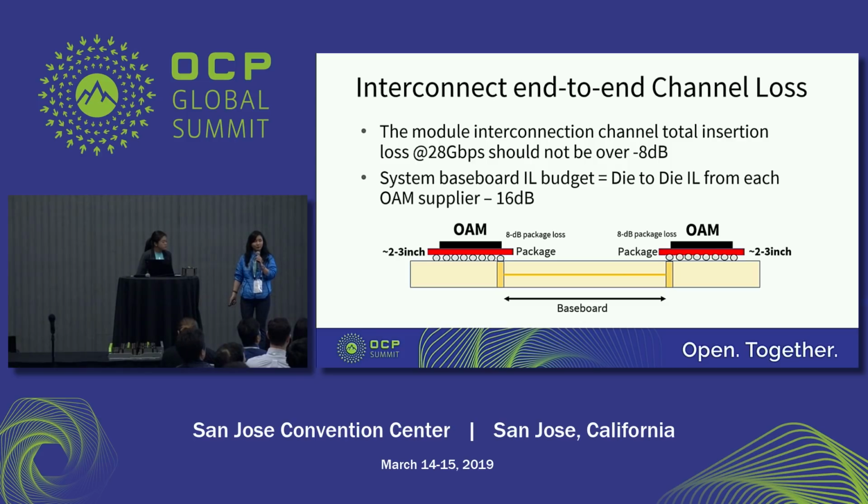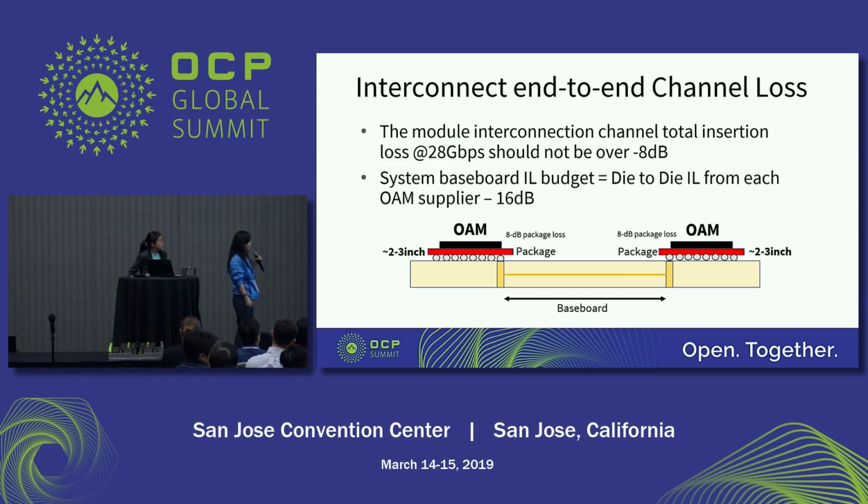It's really critical when we run like 25, 28, and we're moving to maybe 56 gig. It's really critical we consider the interconnect signal integrity. We don't know what kind of speed we will need to support, but the connector itself will support that. And then each of the OAM suppliers needs to consider the module insertion loss budget together with the baseboard. So really need to design together.